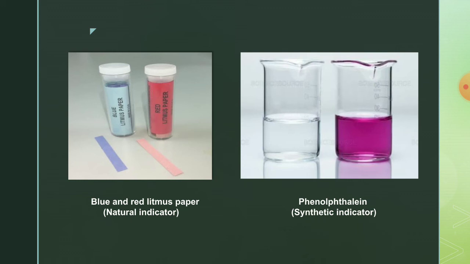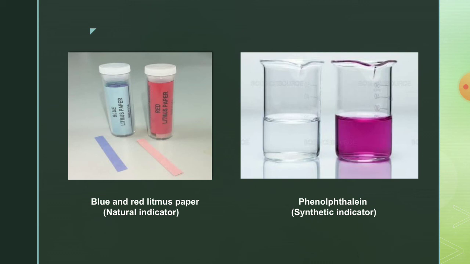When a drop of phenolphthalein comes in contact with an acid, it stays colorless. It does not change any color. Similarly, when a drop of phenolphthalein comes in contact with a base, it turns pink. The pink color helps us confirm that it is a base. In this way, phenolphthalein helps us identify whether a substance is an acid or base. In acidic medium it is colorless, and in basic medium it is pink.